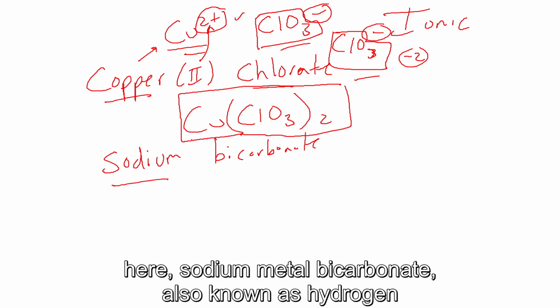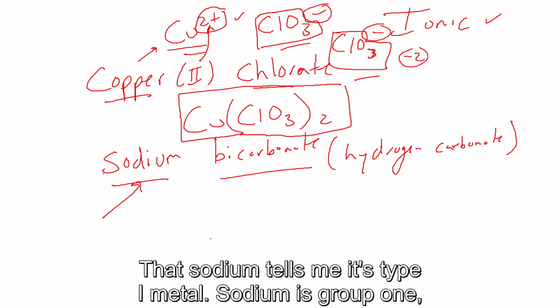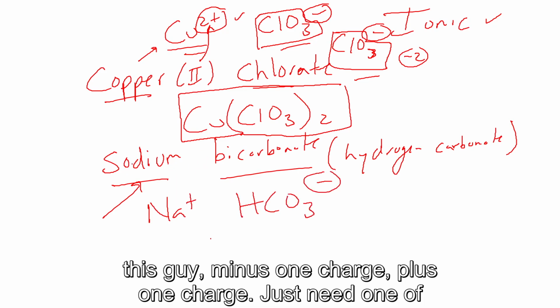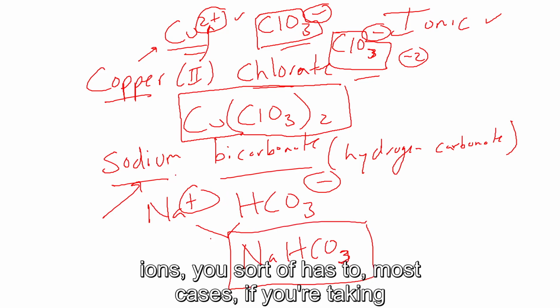Coming here, sodium bicarbonate, also known as hydrogen carbonate. And again, polyatomic ions, so it tells us it's ionic. That sodium tells me it's type 1 metal. Sodium is group 1, which means it has a +1 charge. Hydrogen carbonate is this guy. -1 charge, +1 charge, just need one of each. NaHCO3 in this case.